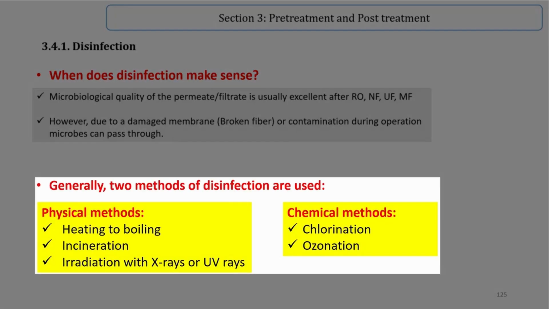Generally, two methods of disinfection are used: physical methods such as heating to boiling, incineration, irradiation with X-rays or UV rays, and chemical methods such as chlorination, ozonation, and so on.